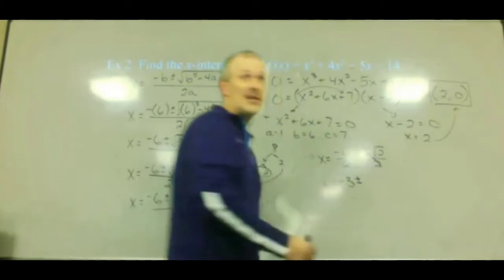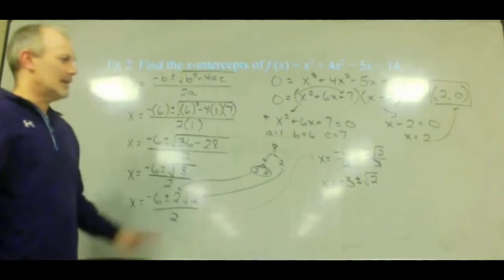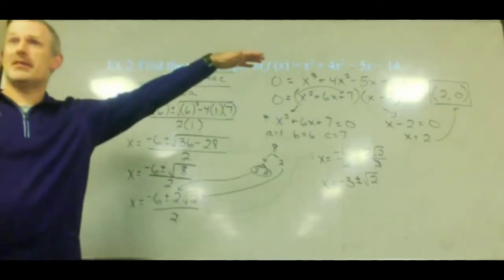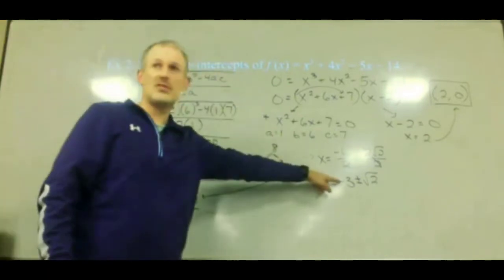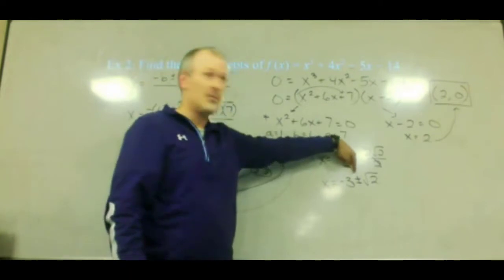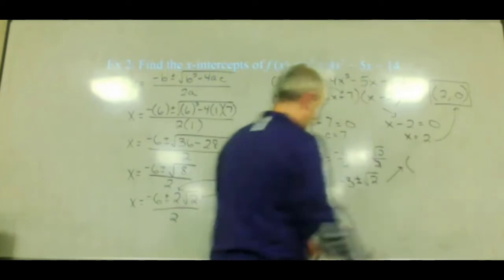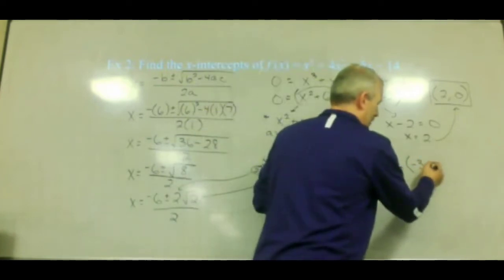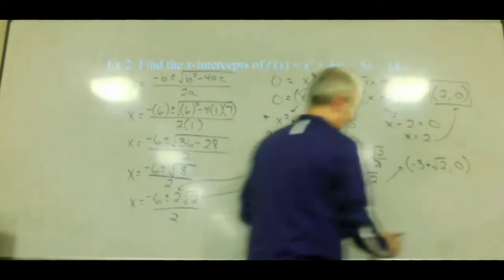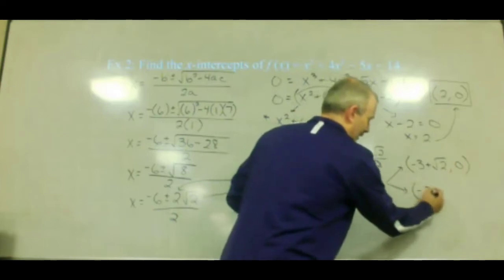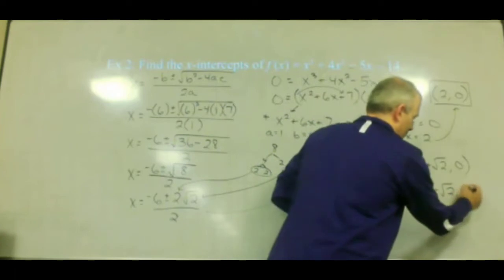These 2's on the outside can cancel out. Okay, so we get that. Now here's where we're almost done because we just have to write it as an intercept. But we want to make sure we understand this is actually 2 separate answers because of the plus or minus sign. So one of our answers will be negative 3 plus the square root of 2, comma 0. And then the other one will be negative 3 minus the square root of 2, comma 0.